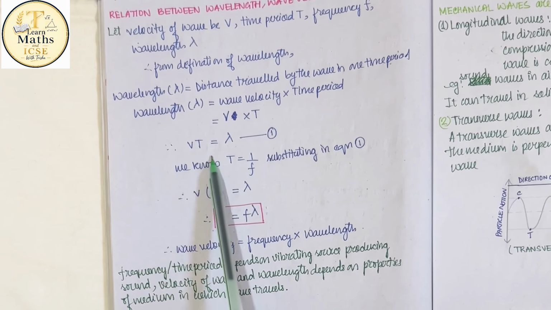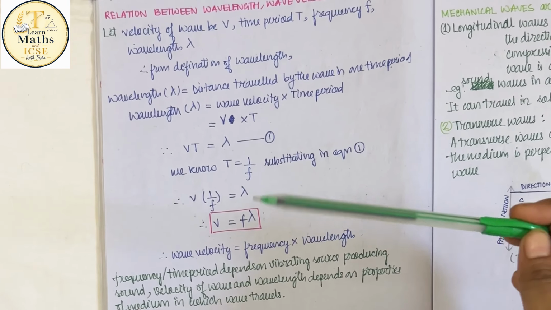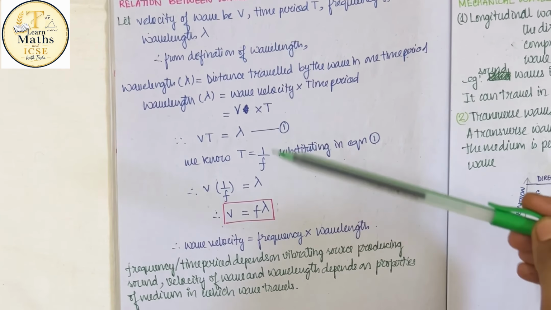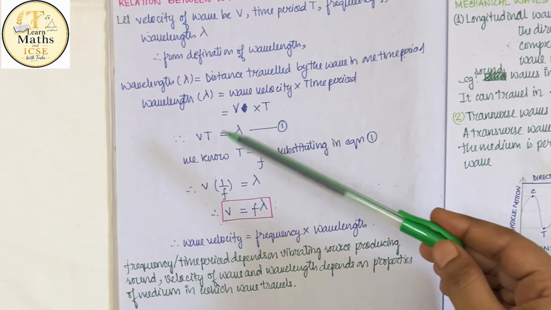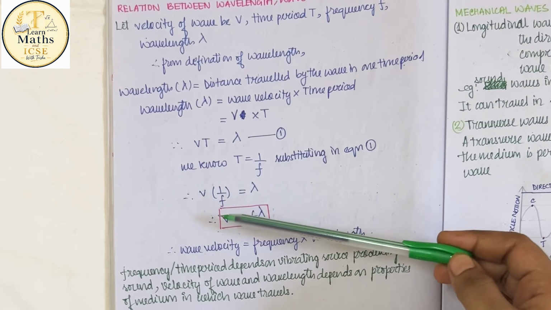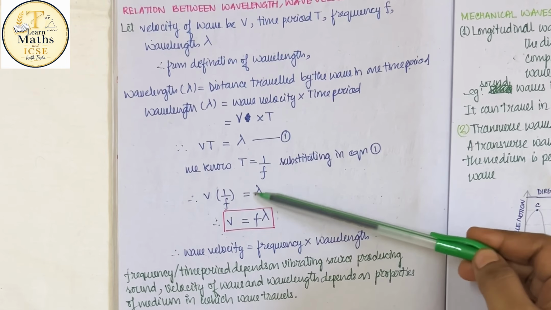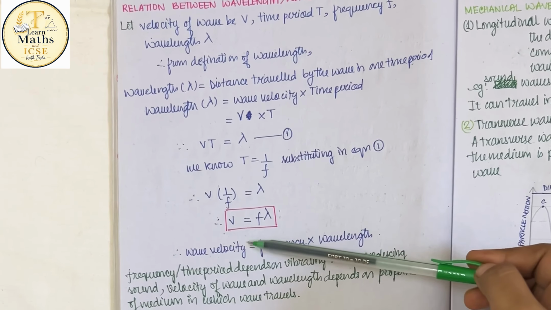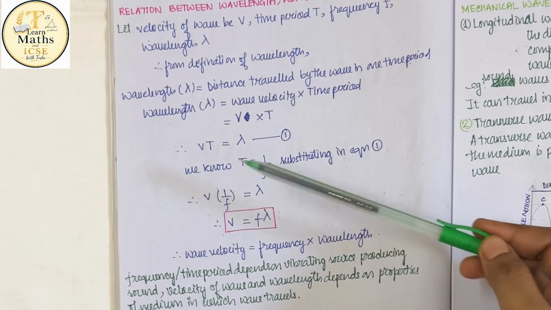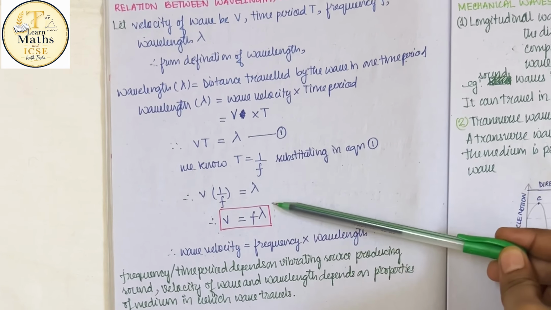We also know one more thing, that time period is 1 by f, that is 1 by frequency. So we are just going to substitute the value of T here and put 1 by f. So it becomes V into 1 by f is equal to lambda. So V is equal to f lambda. So we get the relation between wavelength, wave velocity and frequency.